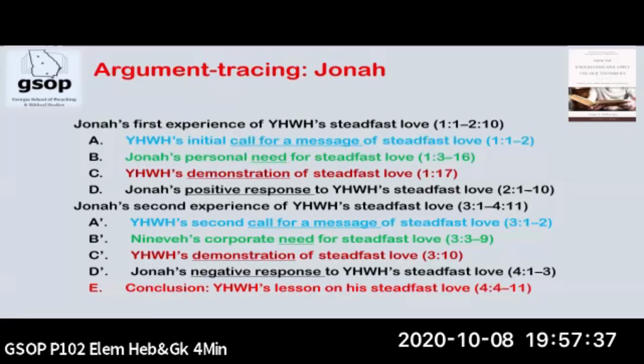The conclusion is God's lesson of steadfast love. That's Helen Hunt calling. God's lesson of steadfast love.